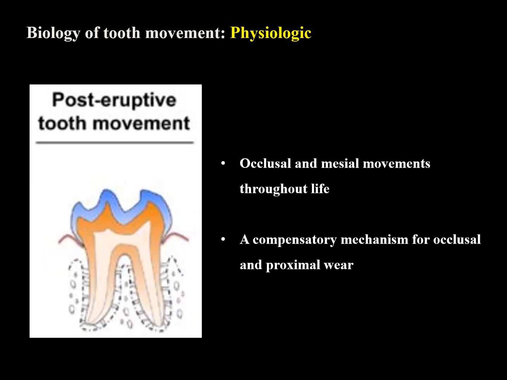The third kind is the post-eruptive tooth movement, that is the occlusal and mesial movement, which occurs after eruption and throughout the life of an individual. This is a compensatory mechanism for the occlusal and the proximal wear, which happens in normal circumstances during the course of a person's lifetime. To compensate for this, the tooth or teeth will move occlusally and mesially. So that is post-eruptive tooth movement.